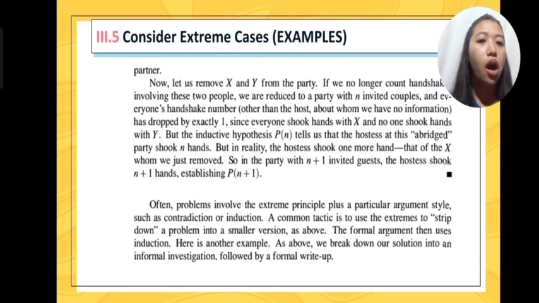Okay, so often problems involve the extreme principle plus a particular argument style, such as contradiction or induction.